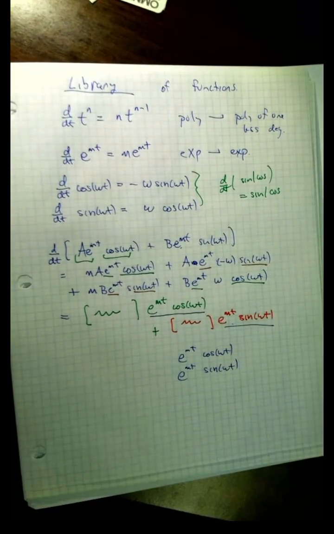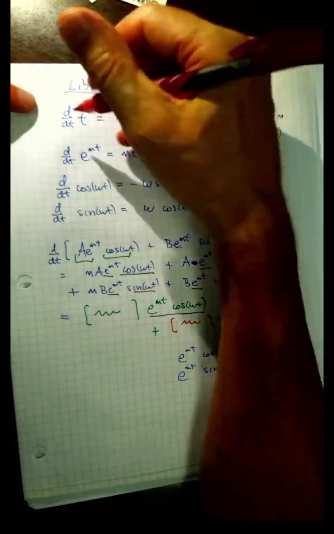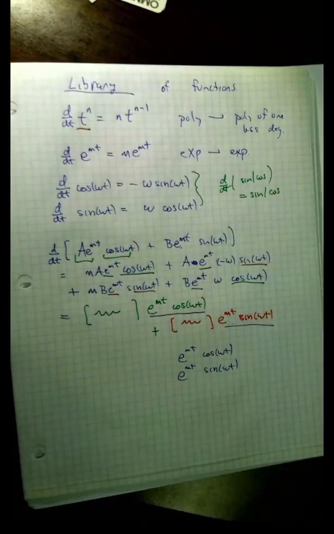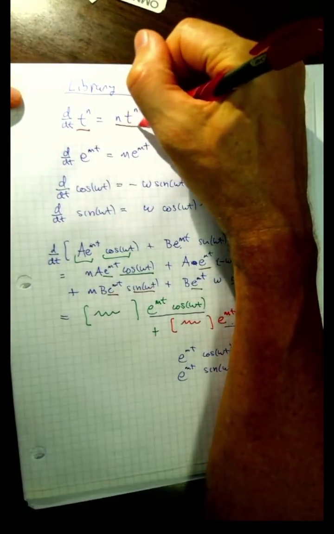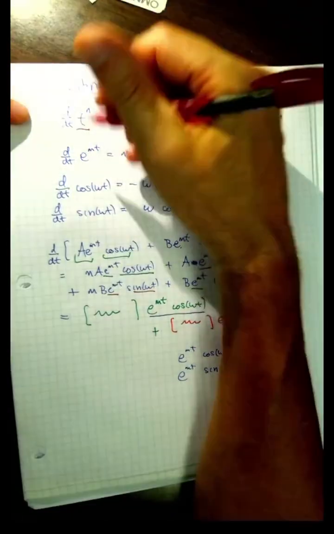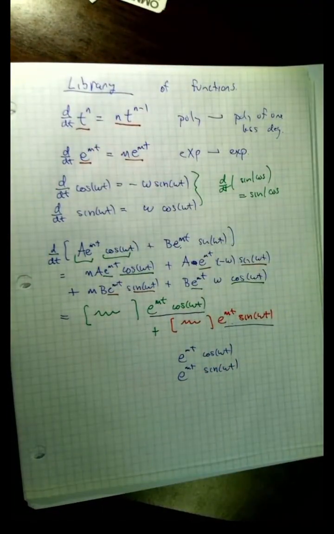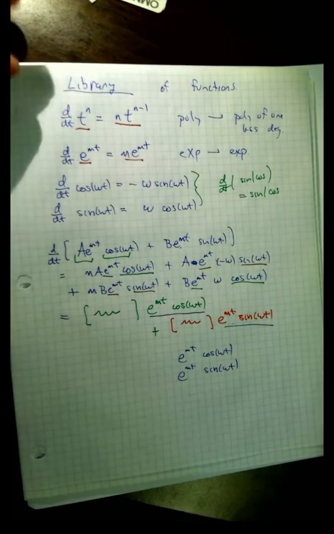So anytime you see a non-homogeneous equation and you see a polynomial, you should be thinking, I'm going to have to deal with polynomials because the derivatives are polynomials. If you see an exponential, you should be thinking a solution is going to look like an exponential because when you take derivatives of exponentials, you just get more exponentials.